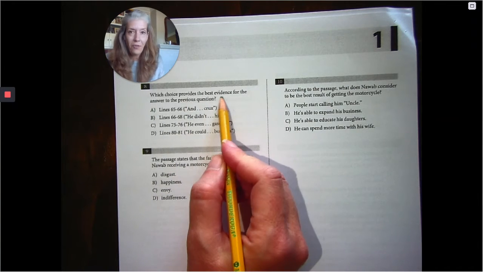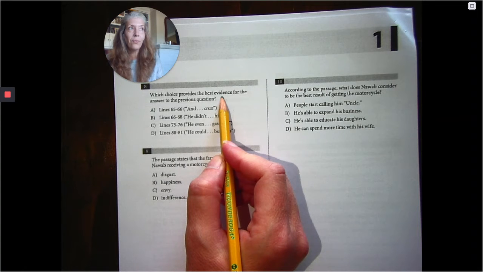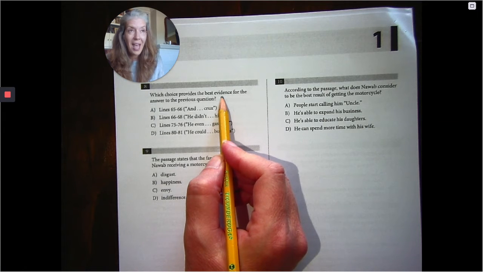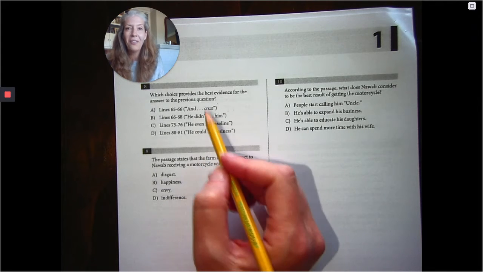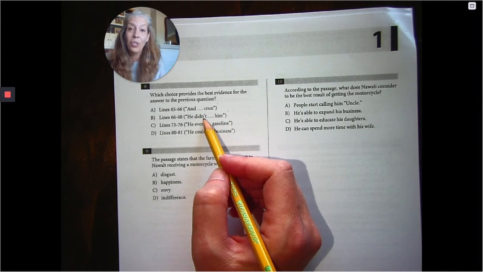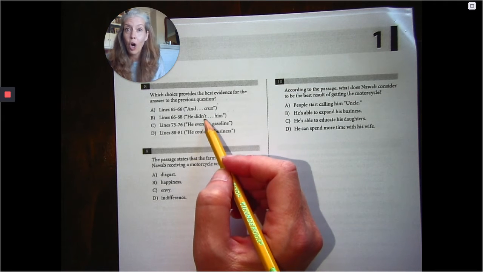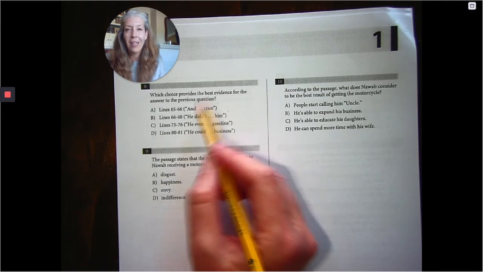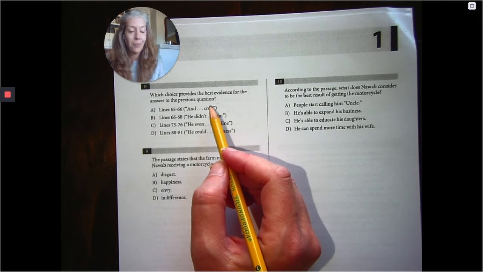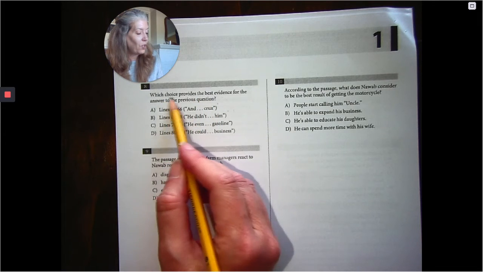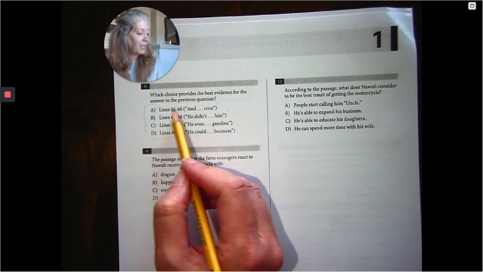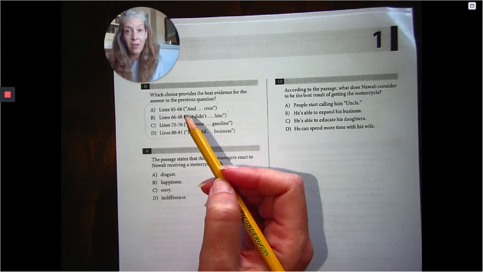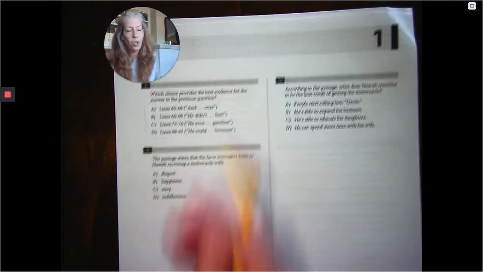So when you're looking for the best evidence and you want to save time, we always use our strategy. Which ones can we get rid of? What we can consider doing before we even start reading is find this. What is a during-reading strategy? Say, for example, I see this: which choice provides the best evidence to answer the previous question? It's all between lines 65 and 81, so it's toward the end of the reading. Then I just have to look at what the previous question is. That was number 8.